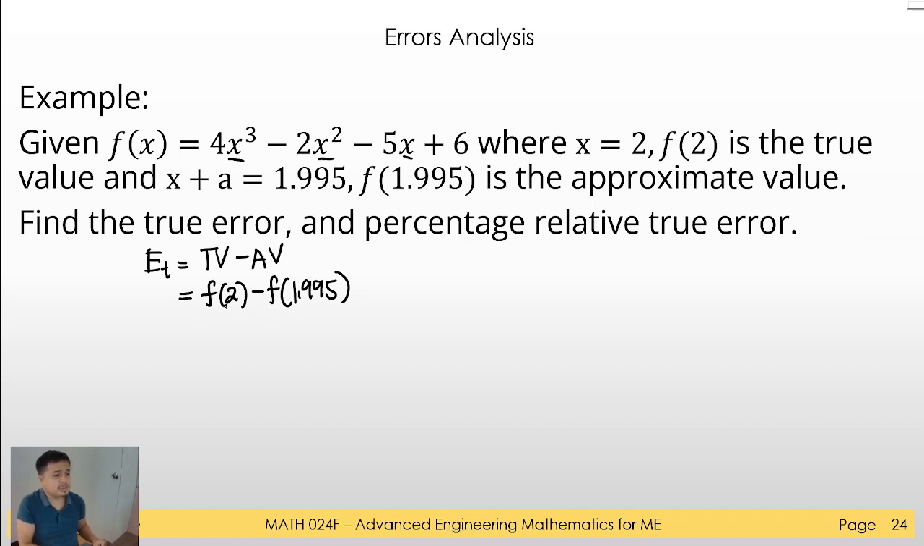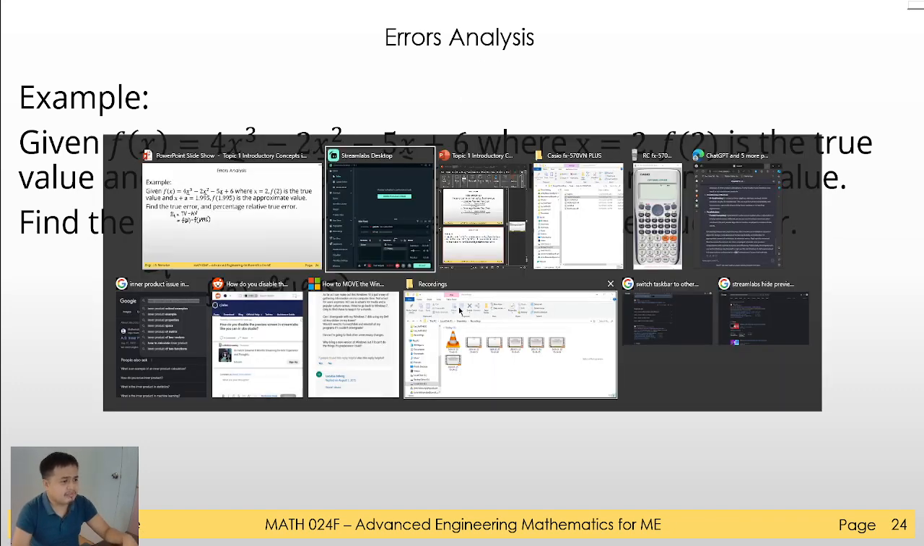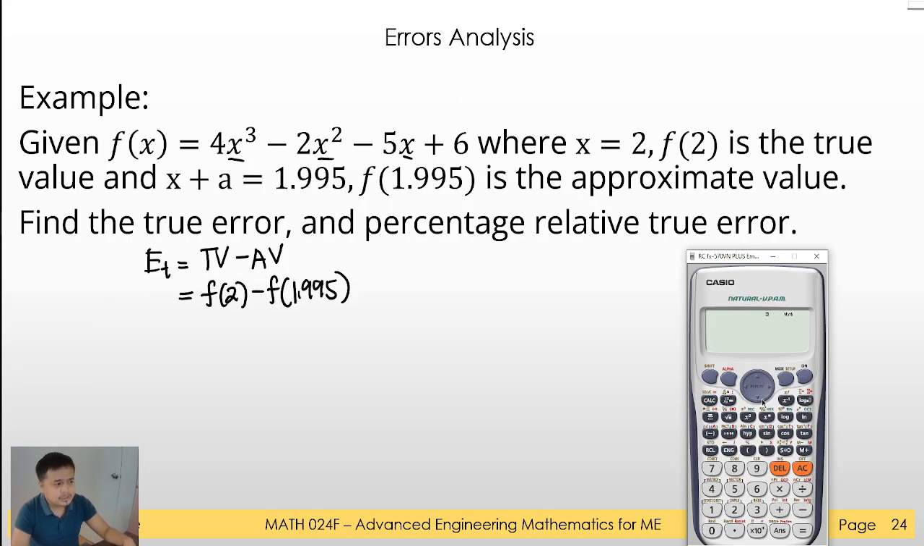So substitute this 2 here, and then we have f of 2. Substitute the 1.995 into this function, we will get f of 1.995. So let's utilize the calculator effectively. Let's see here. So we have this function: 4 alpha x cubed, minus 2 alpha x squared, minus 5 alpha x, plus 6.